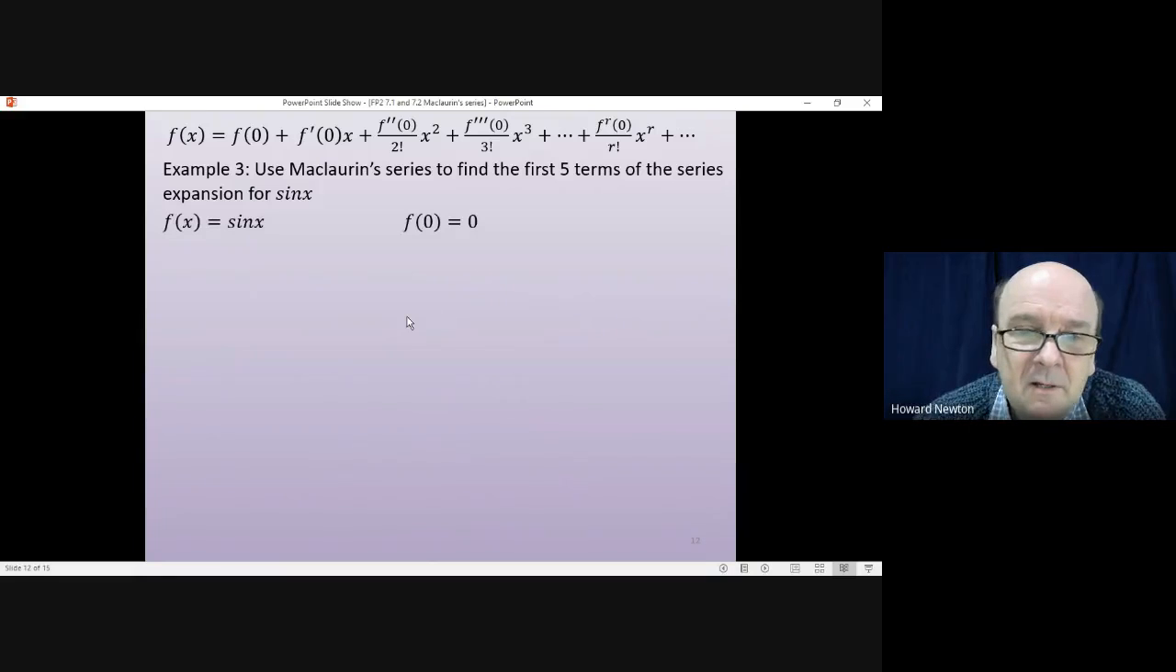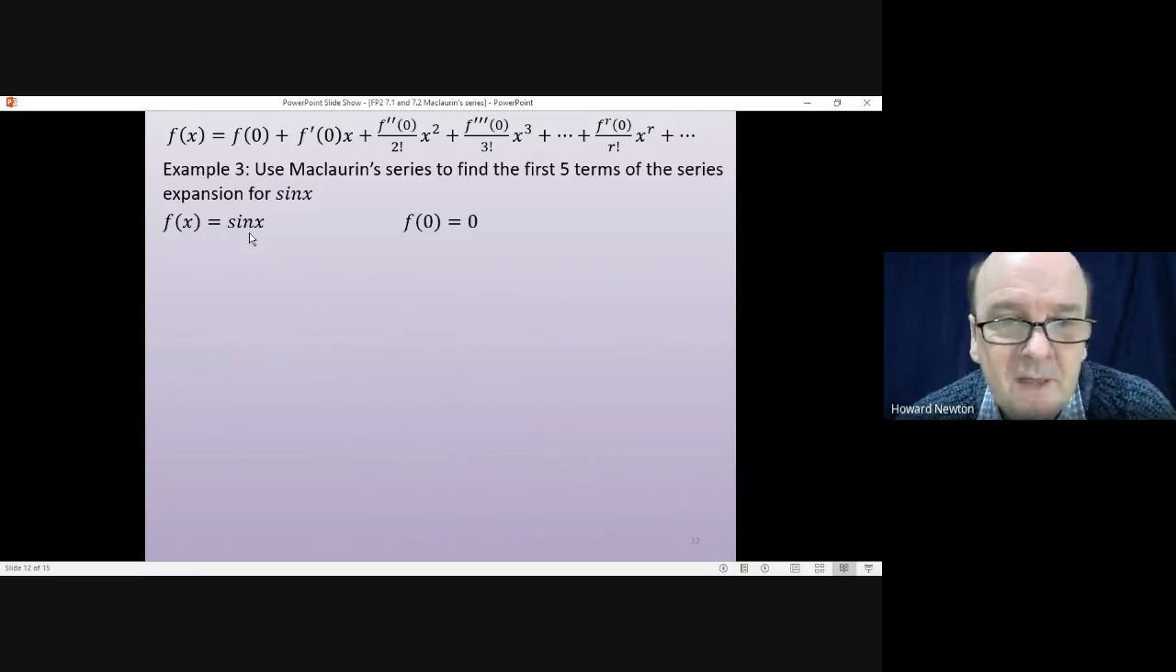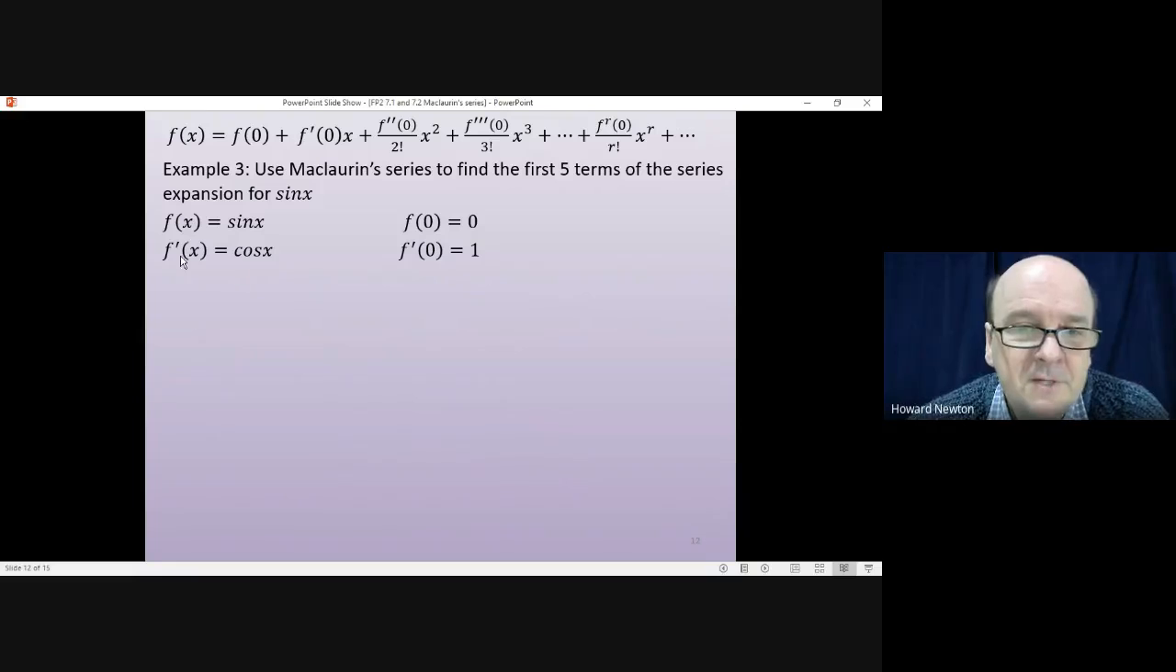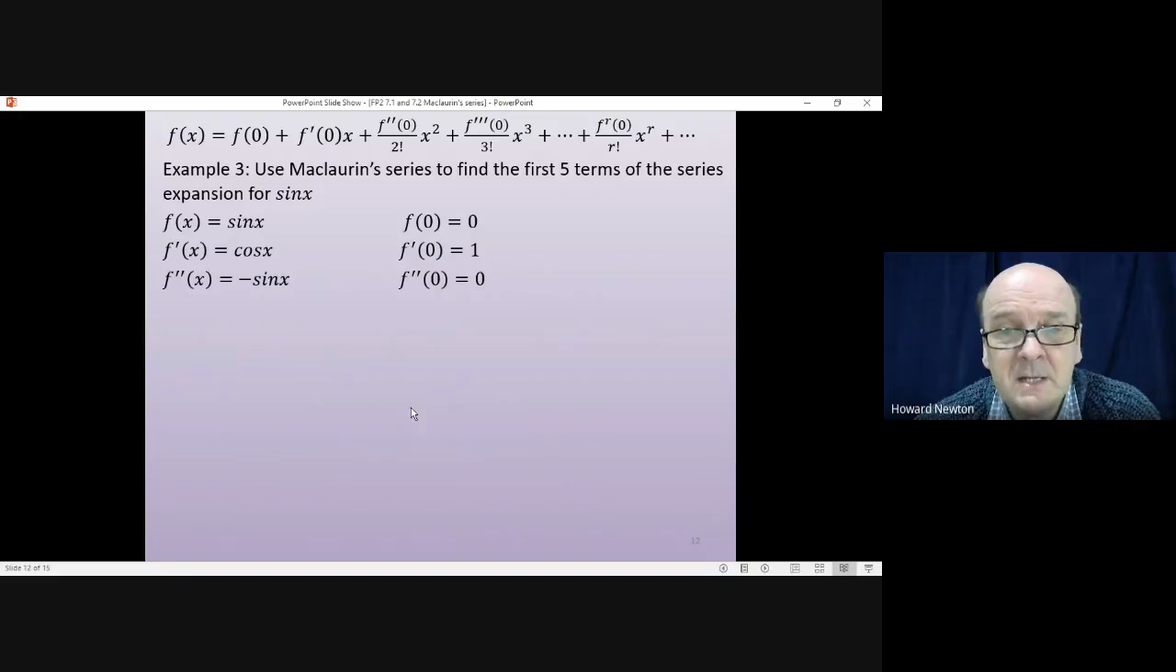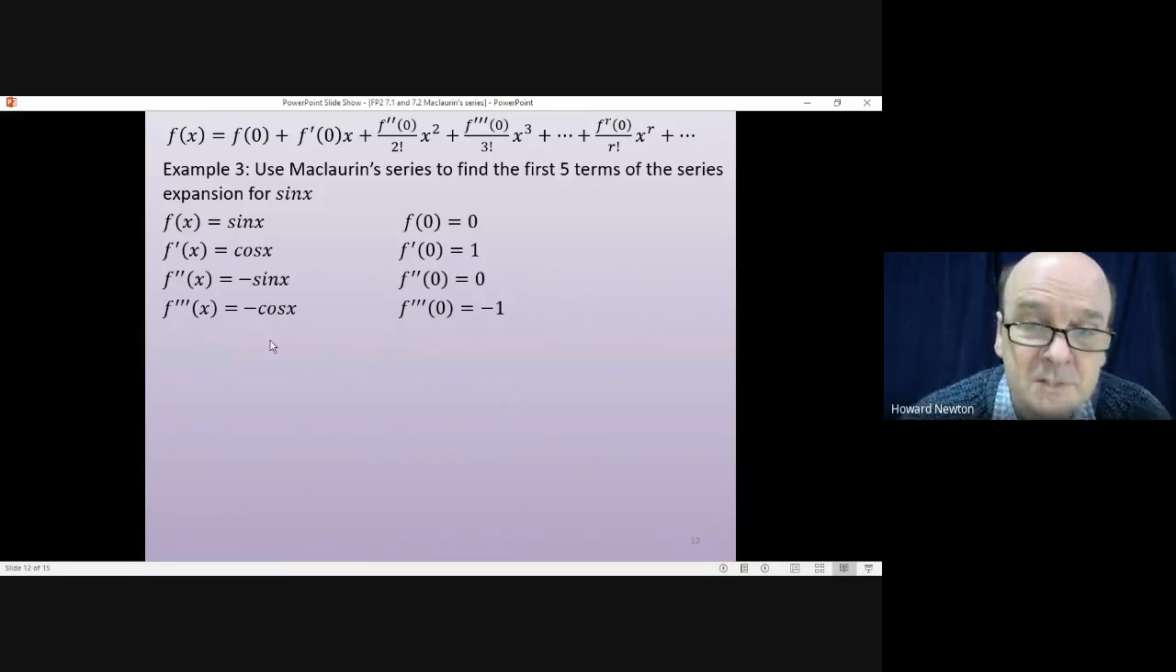Okay, let's have a look at this. So f of x is sine x, and if I substitute in x equals 0, that'll give me f of 0 equals 0. The first differential will be cos x. If I substitute in 0, I get 1. Second differential is minus sine x. Substitute in 0, I'll get 0. Third differential is minus cos x. Substitute in 0, I get minus 1.